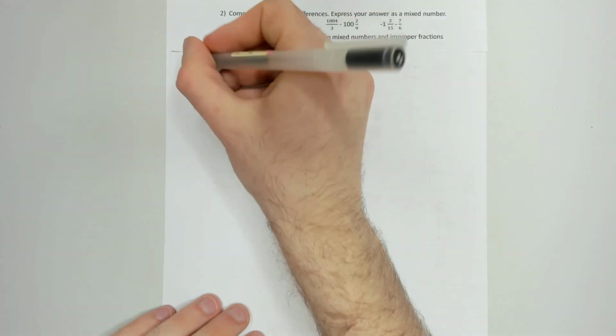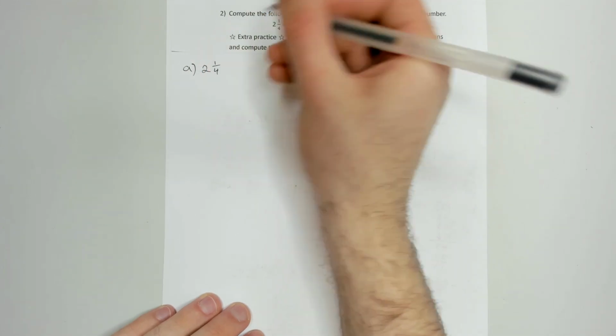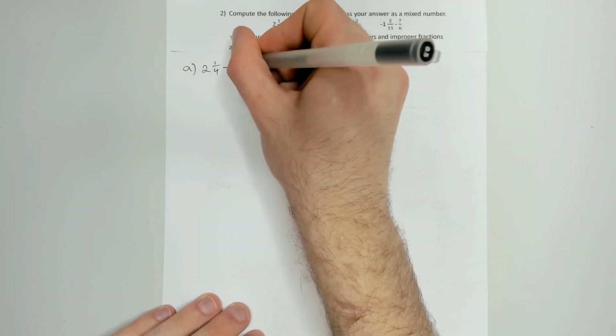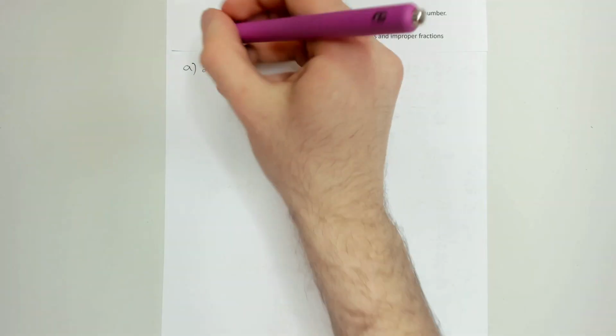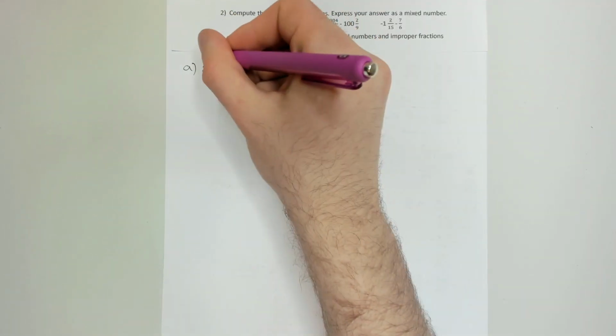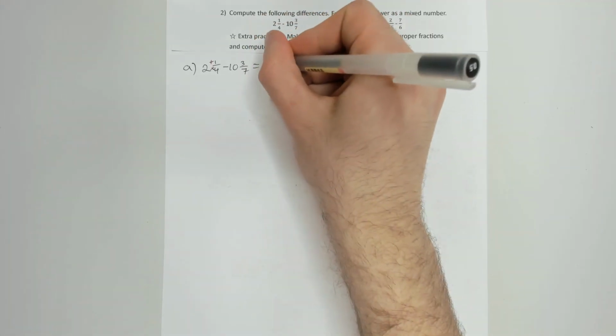All right, so question 2 says, compute the following differences and express your answer as a mixed number. So this is virtually the same as question 1, except we're just doing some subtraction. But the technique is pretty well the same, so you're going to get a lot of practice with that today. All right, so let's convert these into improper fractions. So 2 times 4 is 8, plus 1 is 9. So this first one is 9/4.